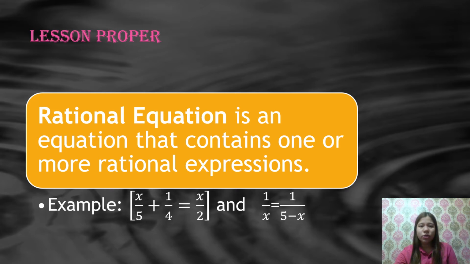A rational equation is an equation that contains one or more rational expressions. So here are the examples. We have the quantity of x over 5 plus 1/4 is equal to x over 2, and 1 over x is equal to 1 over 5 minus x.